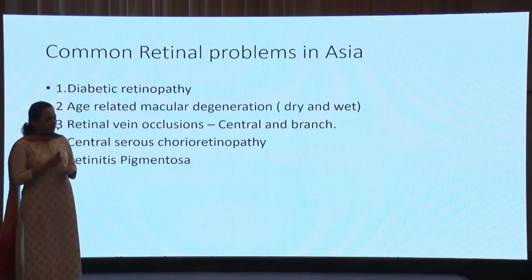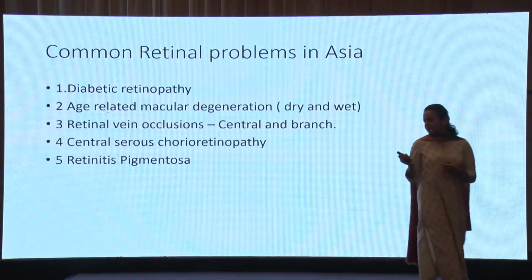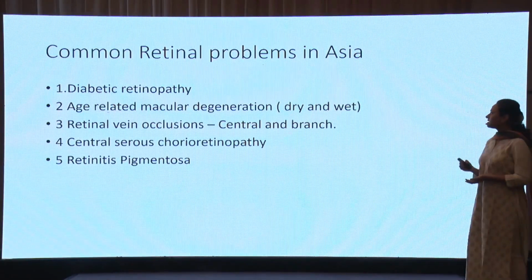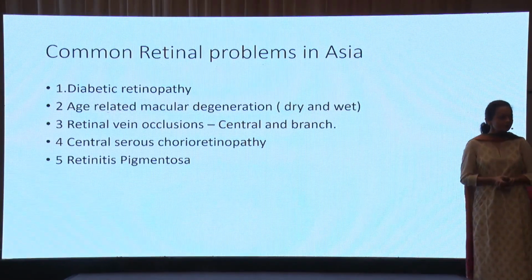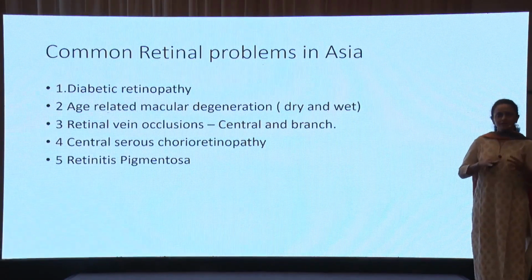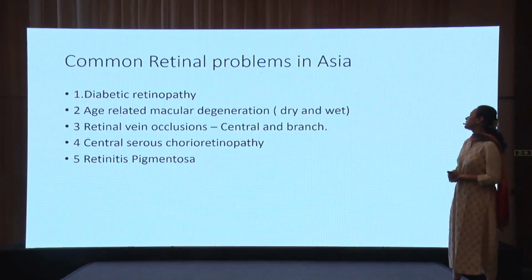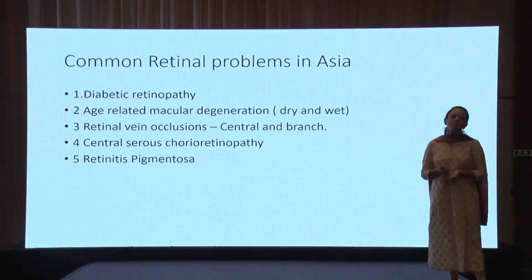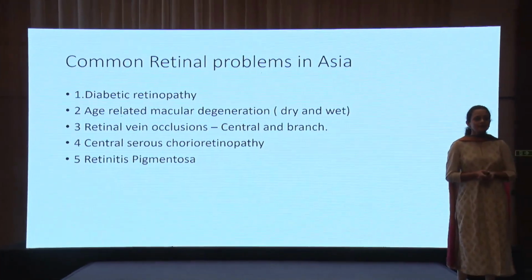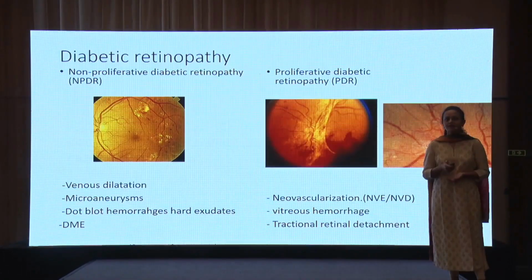Yes, so these are the common retinal problems. I hope I'm not blocking the slide. These are the common retinal diseases that we come across in India. Diabetic retinopathy, age-related macular degeneration, retinal vein occlusions, which can be either central or branch, central serous chorioretinopathy, retinitis pigmentosa. But I don't expect you to remember these names when you walk out of this conference today. But at least try to understand the gist of what I'm going to talk about in future slides.